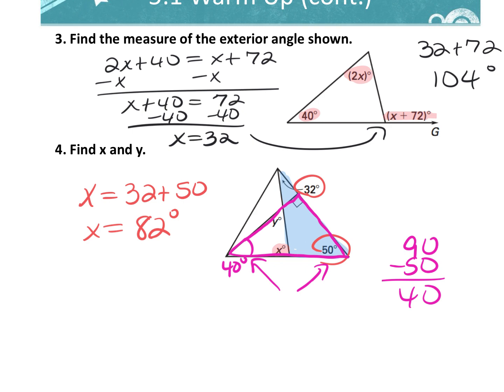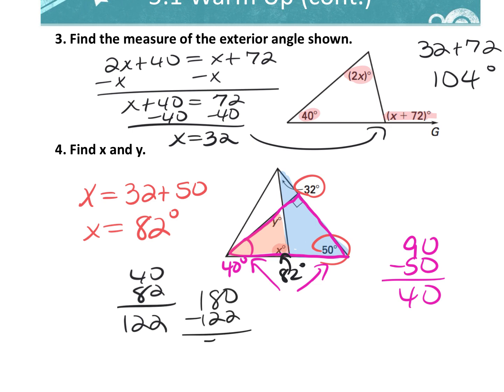Now the triangle I can focus on is going to be this one right here. Because I already know x, it's 82. And I already know that other one is 40. So now I'm going to use my triangle sum, and I can do 40 plus 82 and get 122, and then subtract that from 180, and angle y is 58. So again, treat it like puzzles and then figure and fill things in.